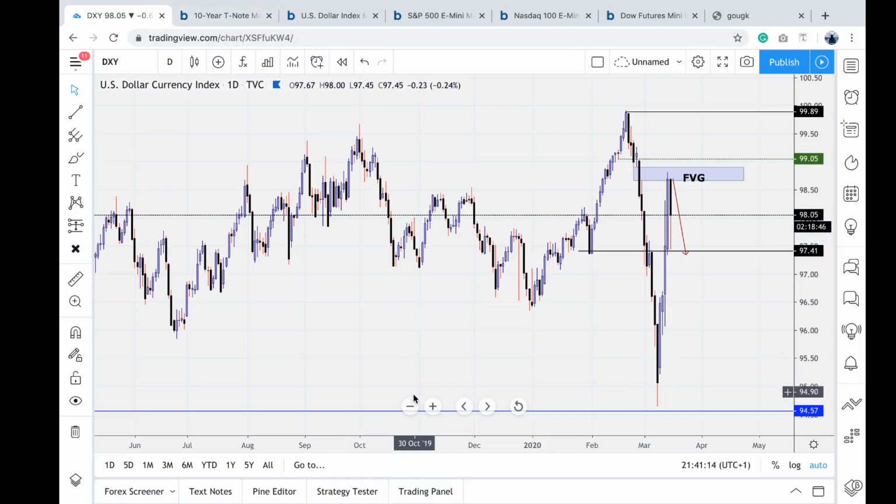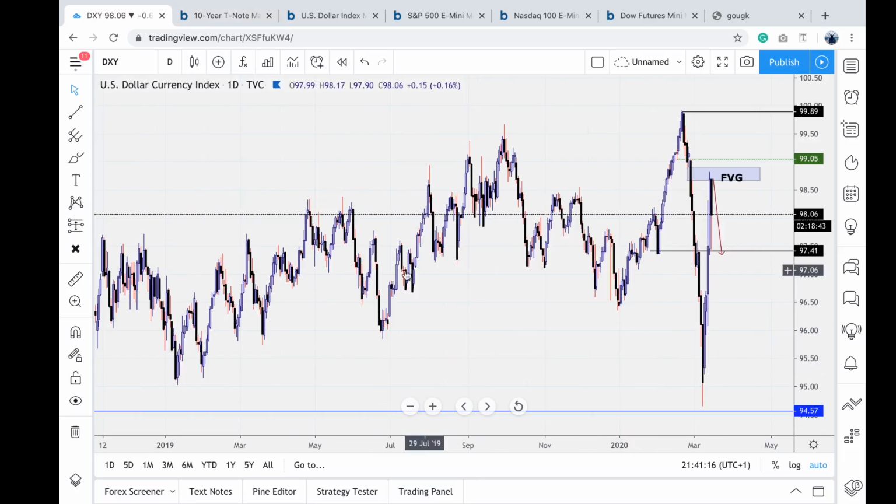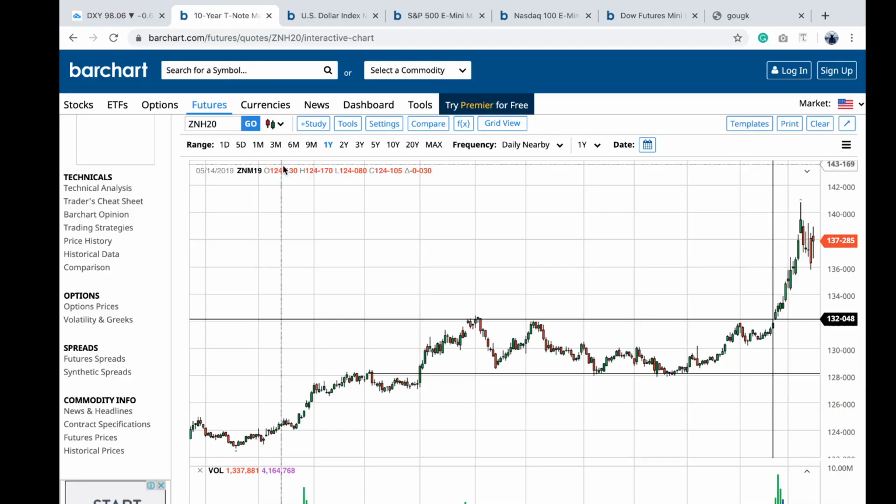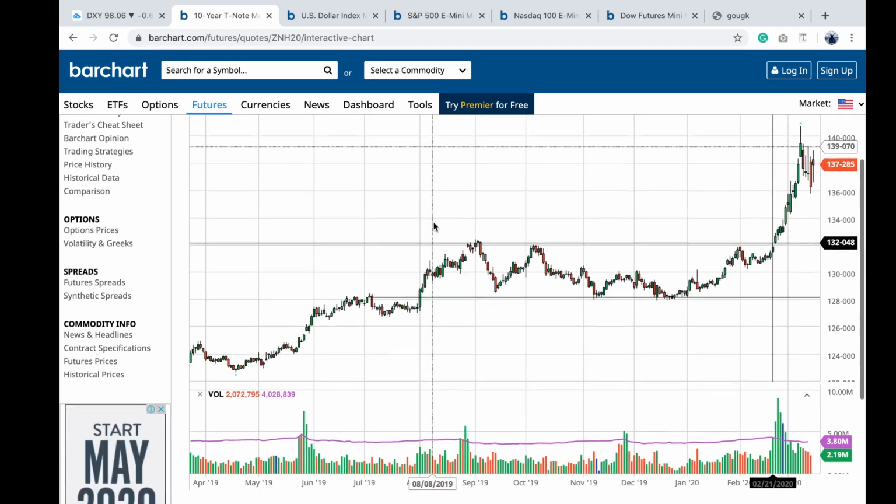So before I explain what we're seeing currently on TradingView on the DXY, I just want to take your attention real quick to barchart.com. The reason why I do love barchart.com is that it shows you the futures contract of different asset classes: commodities, currencies, stocks, and indices. So barchart.com is actually a very good place to study the futures contract on a certain asset class.